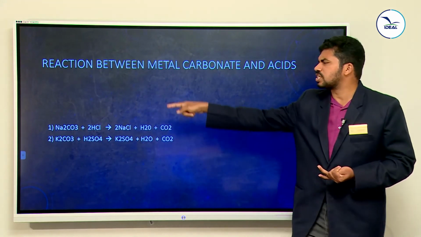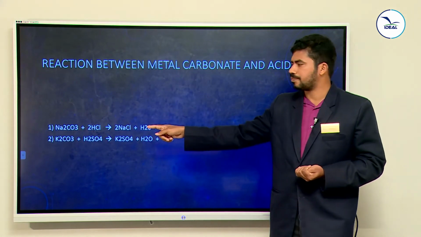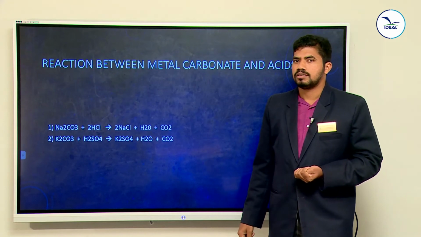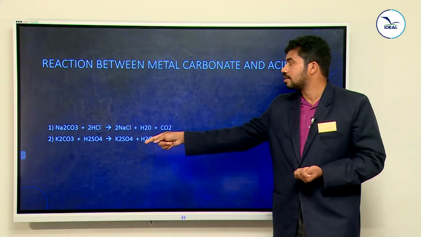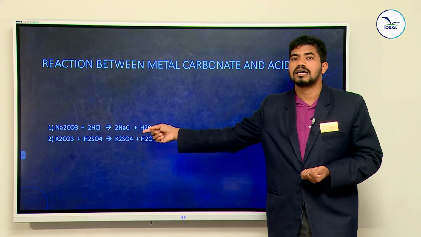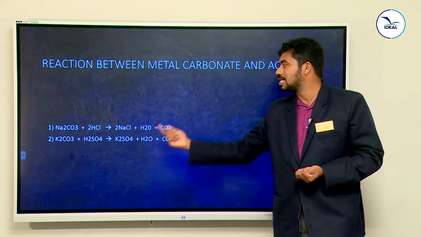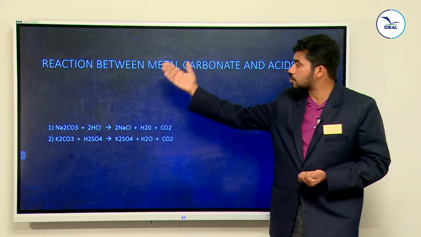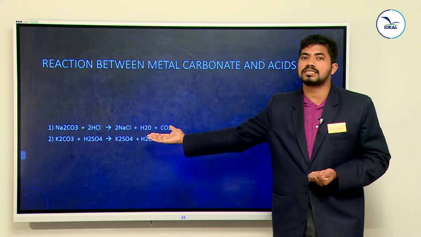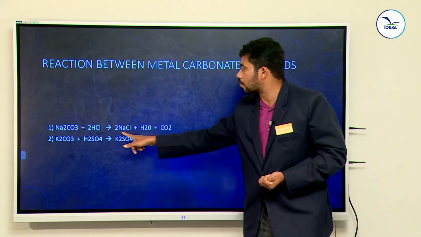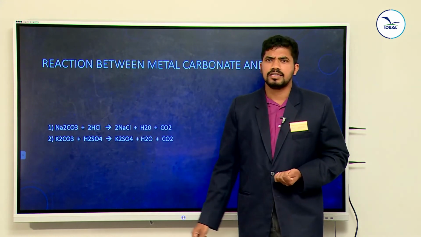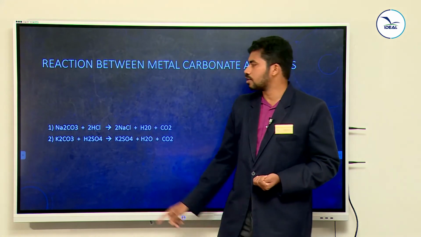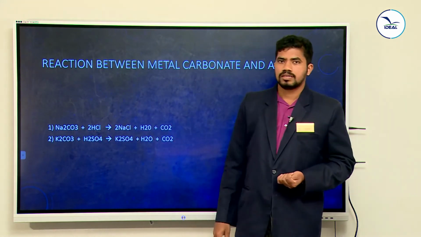These are the two examples you have: sodium carbonate as well as potassium carbonate. In these two reactions, we are taking different acids, hydrochloric acid as well as sulfuric acid. What about the salts? If you are taking sodium carbonate and hydrochloric acid, definitely you will get sodium chloride. Why are you getting sodium chloride? Because the metallic part will combine with the chloride ion. Then you will get sodium chloride.